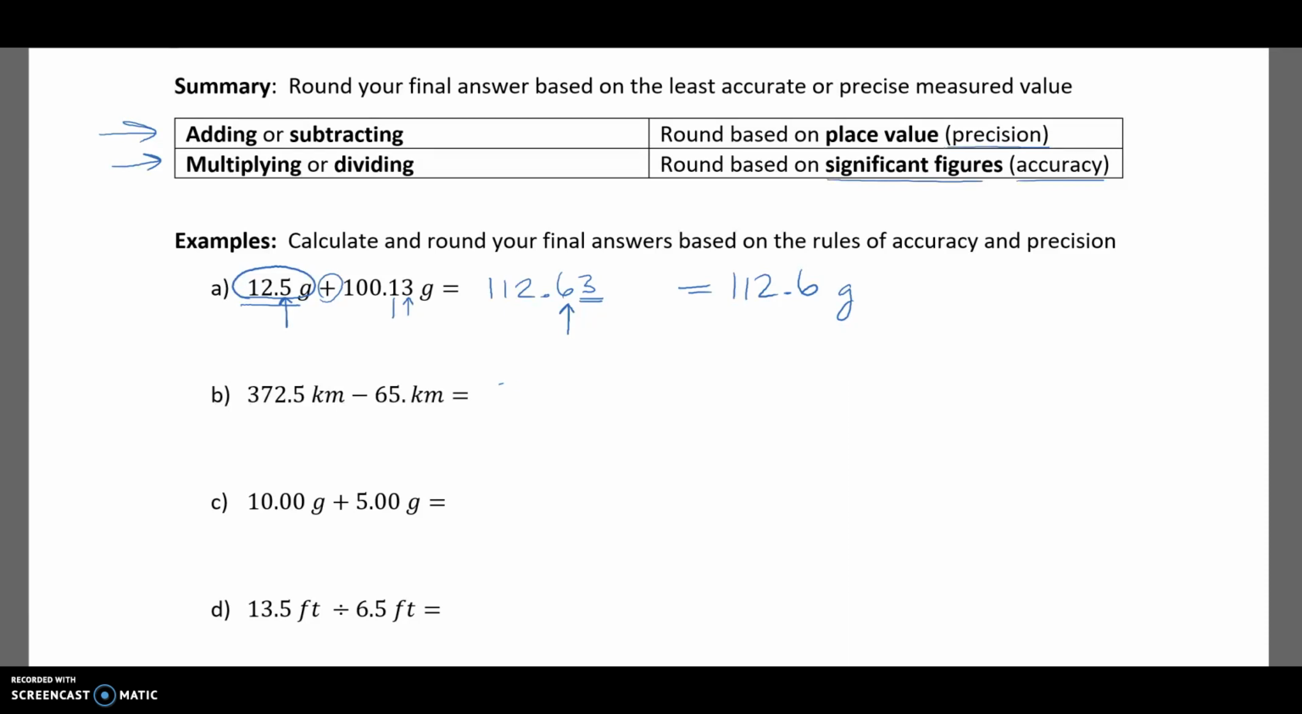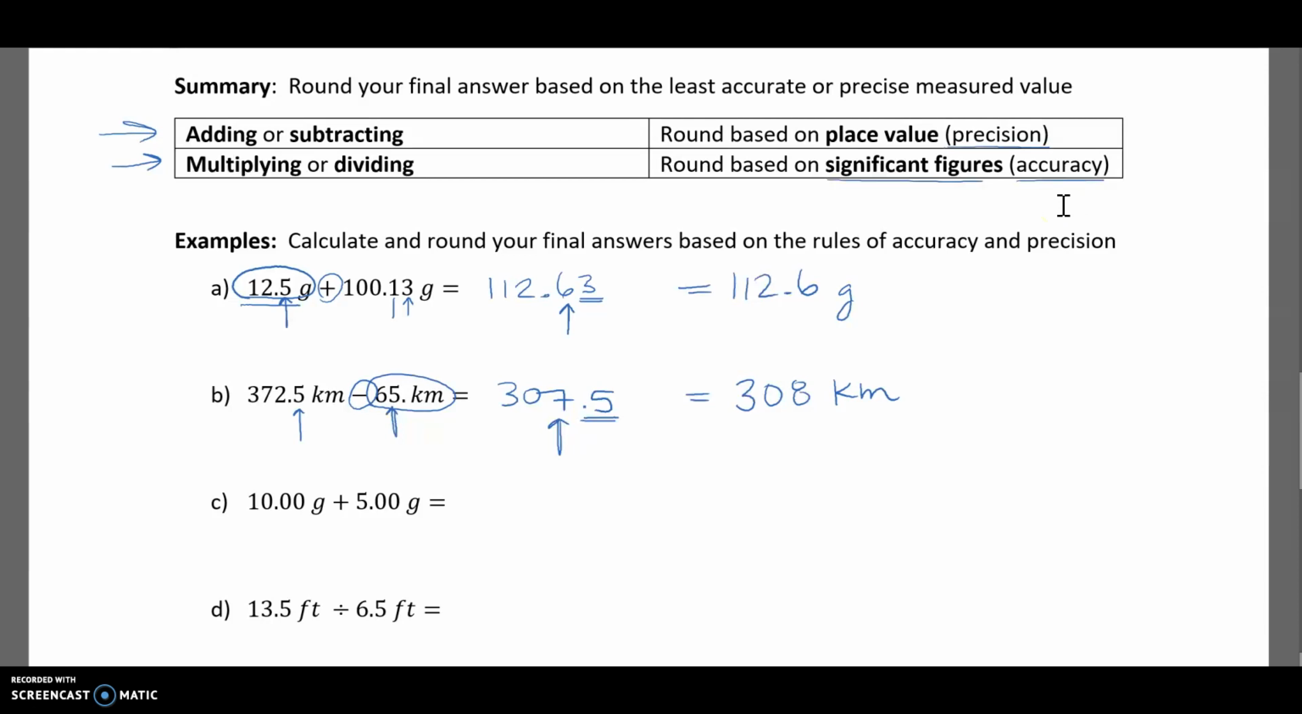When you do the subtraction, you get 307.5. Looking at the precision of our measured numbers, because we're subtracting, my first number is accurate again to the tenths position, but my second number is only accurate to the nearest whole kilometer, or to the ones position. That is my least precise measurement, so that's where I'll round to. That means I need to round my final answer to the nearest whole number. So I'm going to round this 7. I look one digit to the right and see that's a 5, which tells me to round up. So 307.5 rounds up to 308, and the units were kilometers.